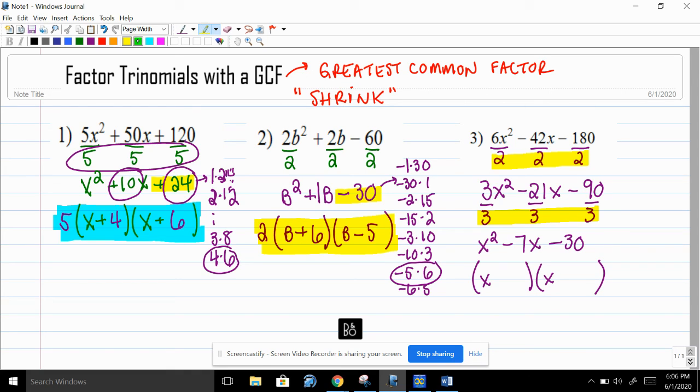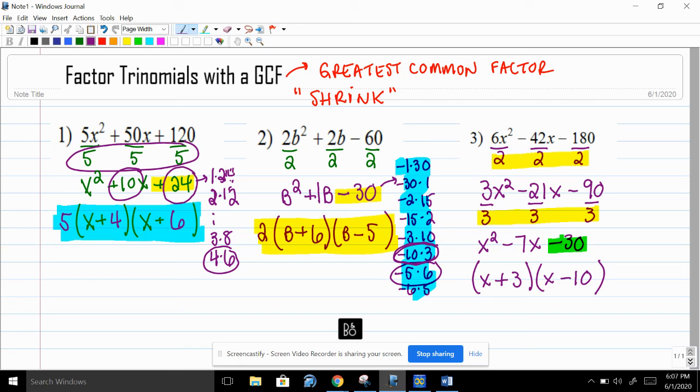The last number in this problem is a negative, which means I'm going to have different signs. I've got a positive and a negative. So I've got to find a combination of numbers that multiply to negative 30 and add to make negative 7. The good thing is I already have those combinations listed out right here. So we kind of lucked out there. I don't have to list them out again. So let's find the numbers from that list that will give me a negative 7 in the middle. Looks like this one right here. Negative 10 and 3 are going to add to negative 7. So the 10 goes with the negative, the 3 goes with the positive.